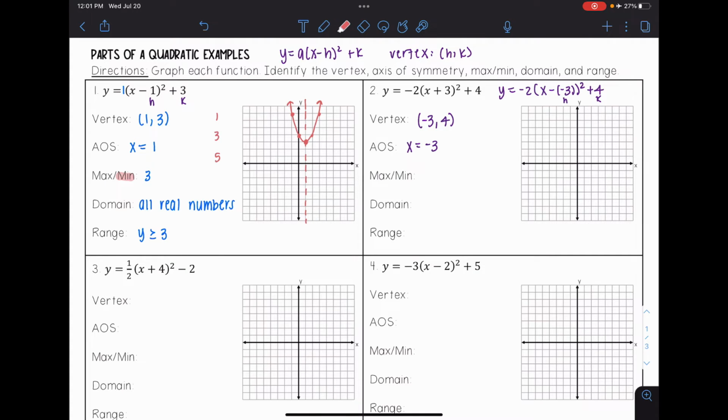Next, I want to find my max/min value. I first want to determine whether it's a maximum or minimum. Here, my a is equal to -2, so it is a negative a value, which means this is going to be a maximum. My maximum always happens at the y value of the vertex, so that's going to be 4. Domain is always all real numbers. And then my range, since this one has a maximum, is y is less than or equal to my k value, which is 4.